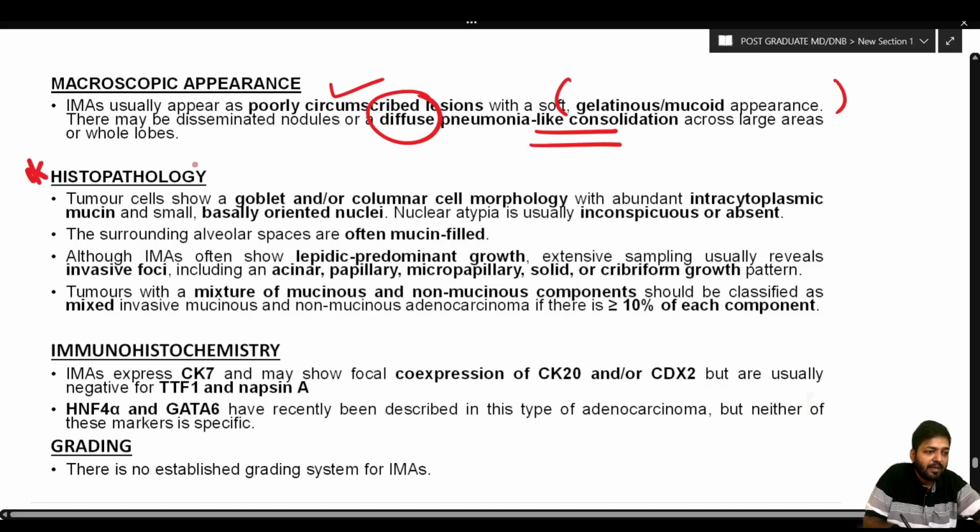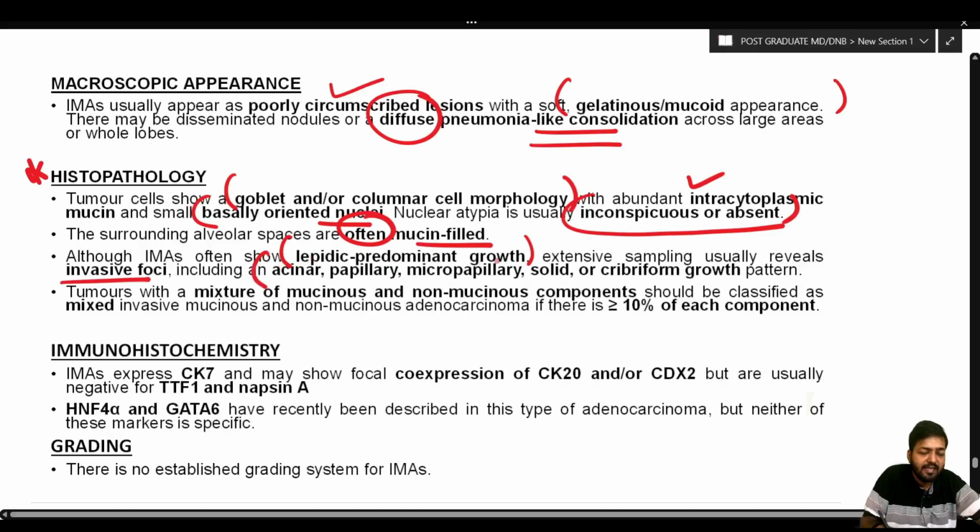Now, if you look at the histopathology, the tumor cells show goblet and/or columnar cell morphology with abundant intracytoplasmic mucin and small basally oriented nuclei. Nuclear atypia is usually inconspicuous or absent. The surrounding alveolar space is often mucin filled. Although invasive mucinous adenocarcinoma often shows lipidic predominant growth, extensive sampling usually reveals invasive foci including acinar, papillary, micropapillary, solid or cribriform growth pattern.